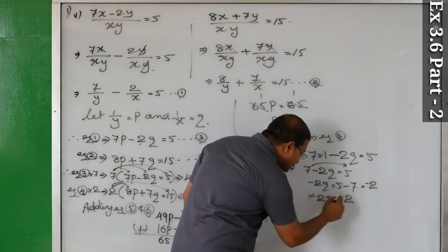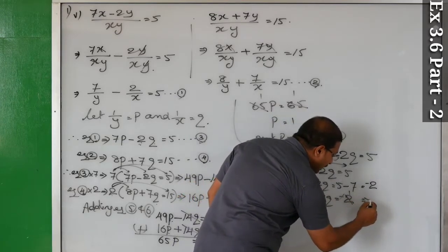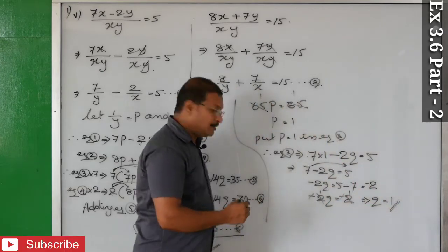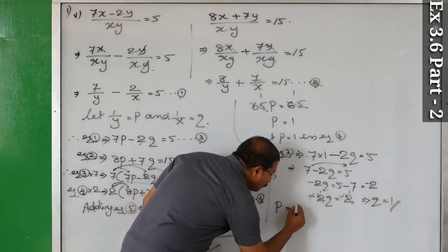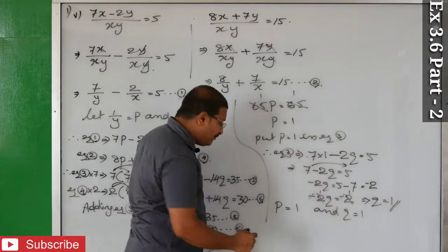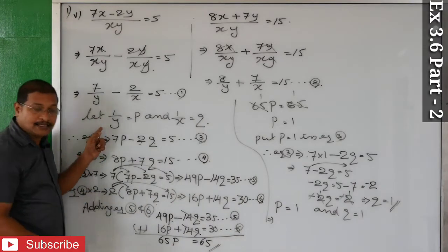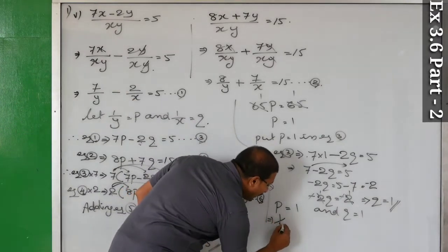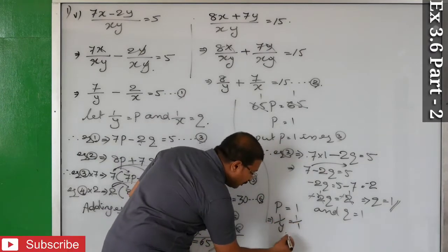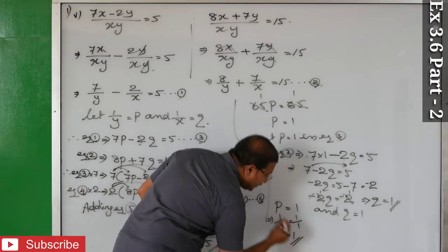Both sides minus will cancel. 2 ones are 2. That implies q equals 1. Ready? That means we got it. p equals 1 and q equals 1. But we know that p means 1 by y, isn't it? That means 1 by y equals 1. 1 means you can write 1 by 1. Let's cross multiply. What you'll get? 1 into y, y. 1 into 1, 1. That means y equals 1.